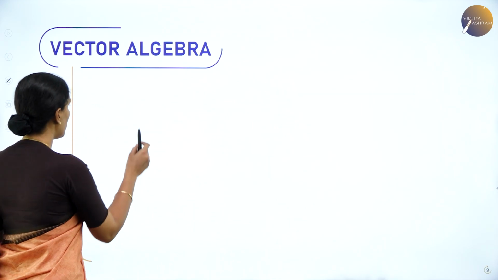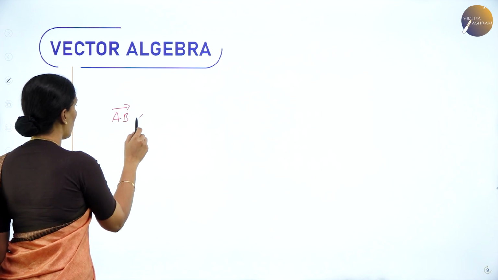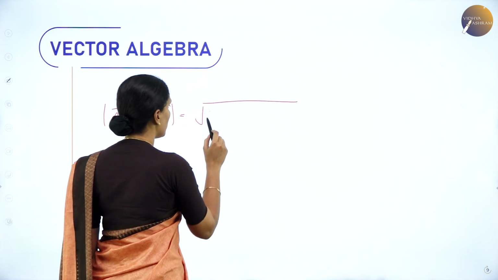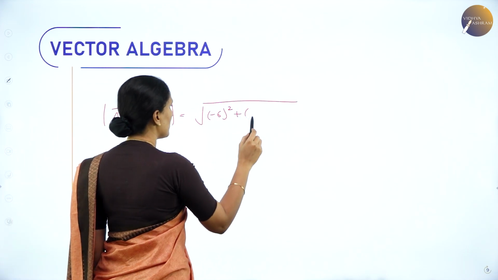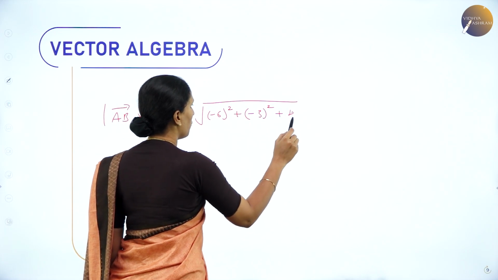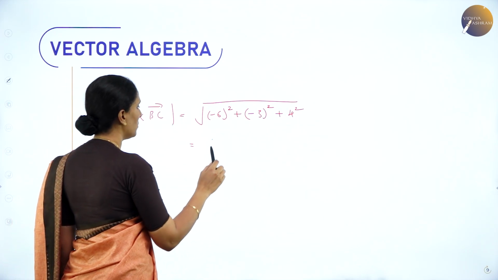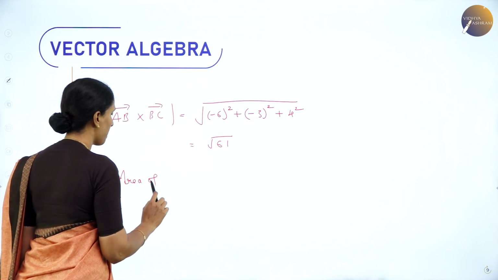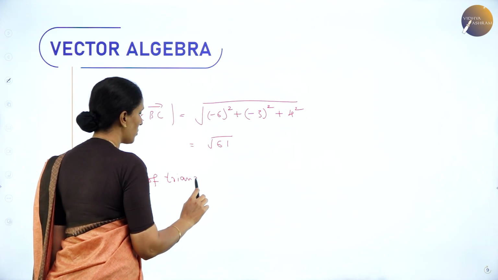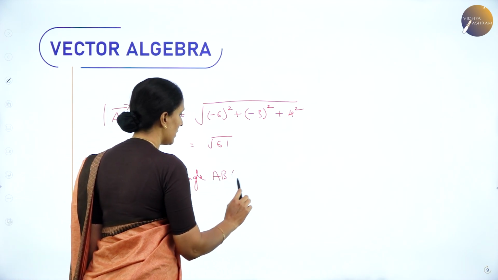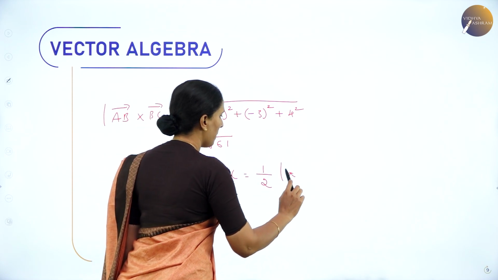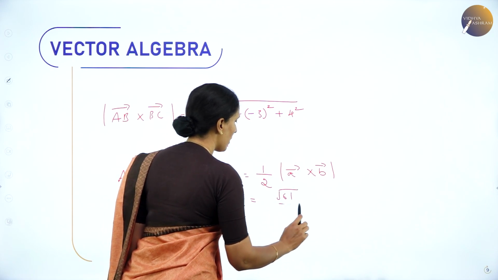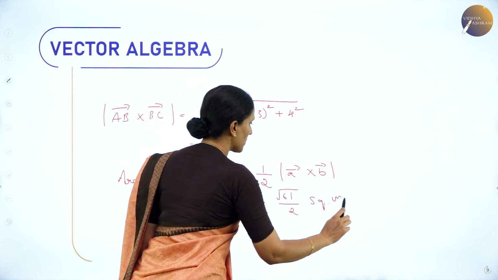So that is equal to minus 6i minus 3j plus 4k. Now if we take the magnitude of vector AB cross vector BC, then that is equal to the square root of (minus 6) whole square plus (minus 3) whole square plus 4 square. So this is equal to root 61. Now since we need the area of triangle ABC, this is half of the magnitude of A cross B. So that is equal to root 61 by 2 square units.